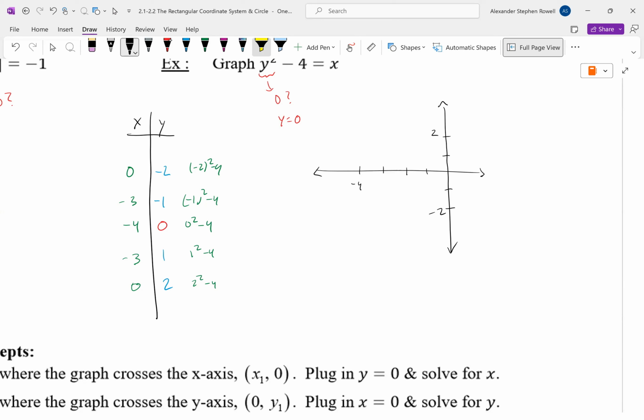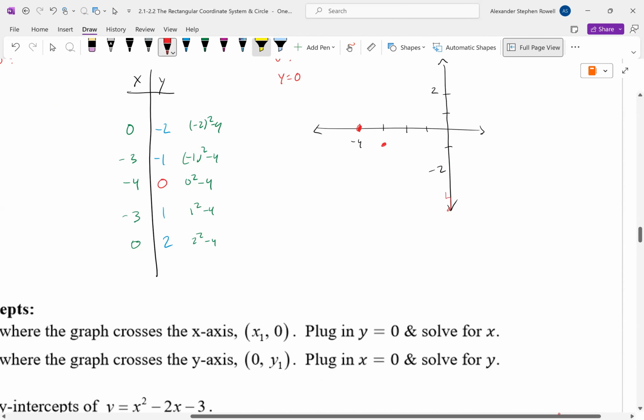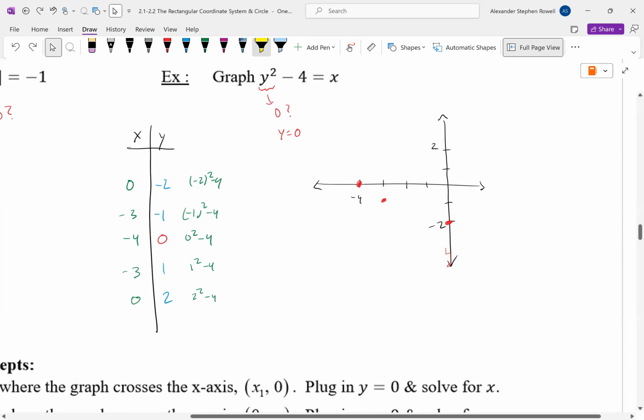-4, 0 is my first point. That is the most important point. Okay, let's plug in -3, -1, and 0. These should be 0, -2. And then I have the points -3, +1, and the points 0, 2.